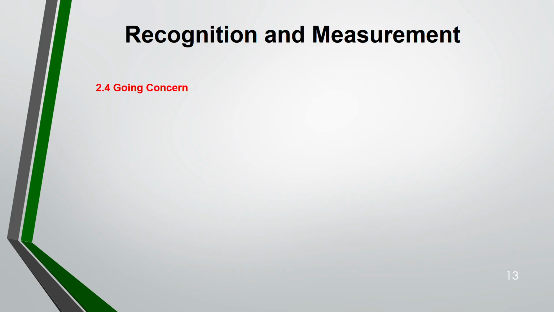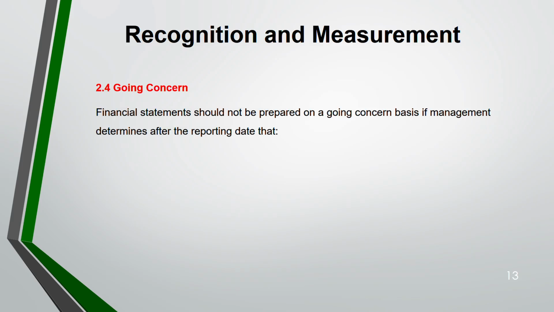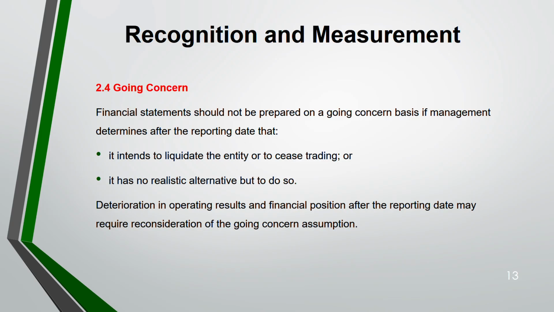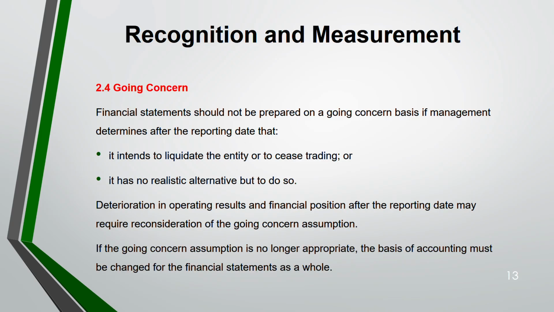Now, going concern. Financial statements, as we all know, are prepared on a going concern basis. But in some cases, you can't prepare them on a going concern basis. If management determines after the reporting date that the entity intends to liquidate or cease trading, or there is no realistic alternative but to do so. So, remember, when your operating results, for example your profit, start deteriorating, they may require that you reconsider your going concern assumption. If the going concern assumption is no longer appropriate, you have to change the basis of preparing your financial statements.